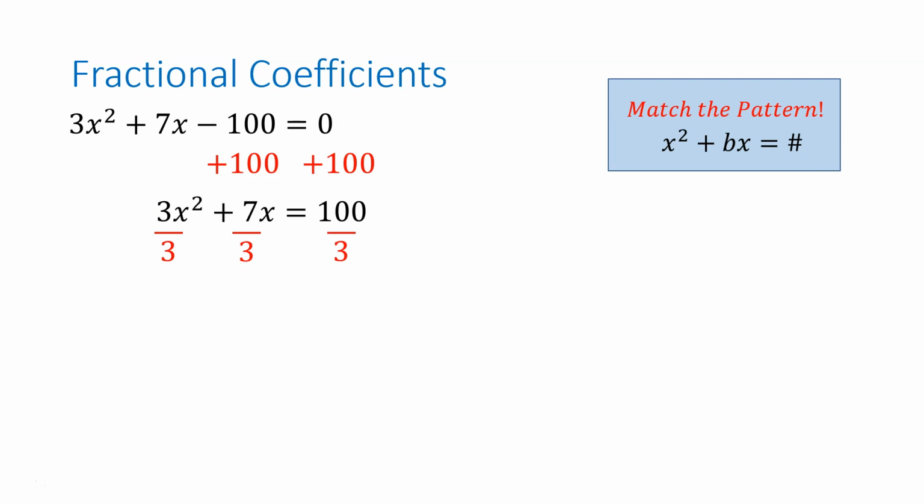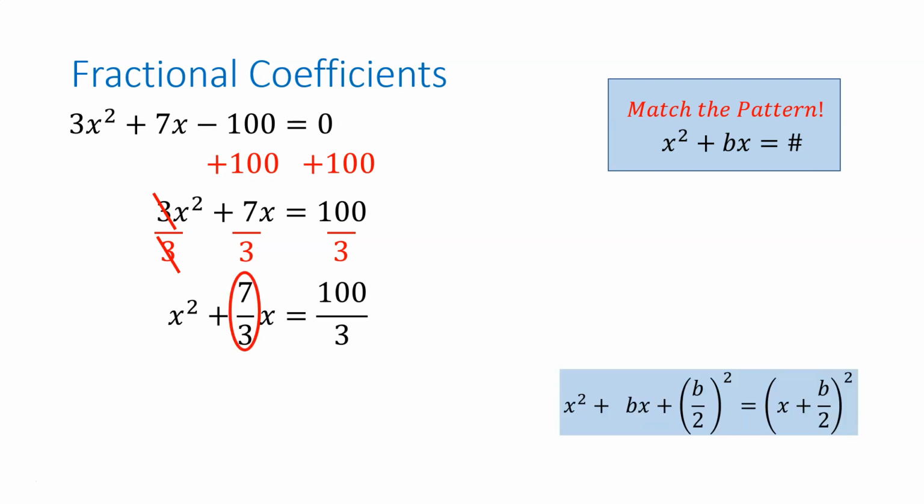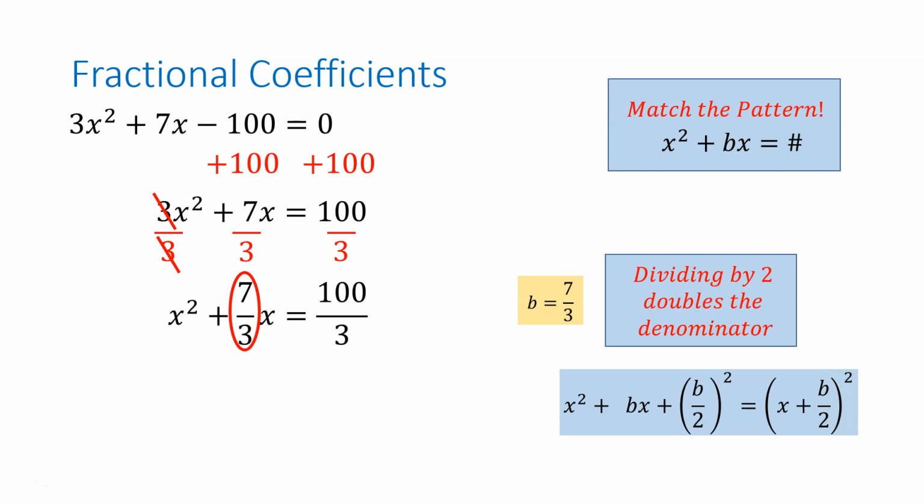In the first term, the 3's cancel. In the second term, we get 7 over 3, and the remaining term is 100 over 3. So we get x squared plus 7/3 times x equals 100/3. According to the perfect square pattern, b equals 7/3, and using the rule that dividing by 2 doubles the denominator, b over 2 is equal to 7/6.